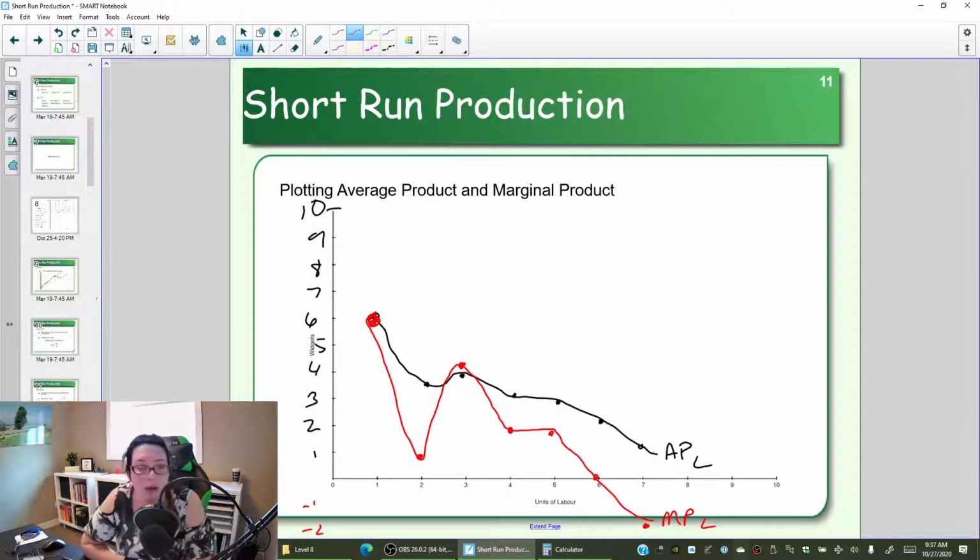So what happened is when we hired the second worker, they added 1 unit to production. So that extra worker, that second worker, didn't add very much. And so what happens is when marginal product is less than the average product, what happens to the average? Well, we can see the average product goes down. We hire someone who doesn't add as much as the person before, which will pull the average down.